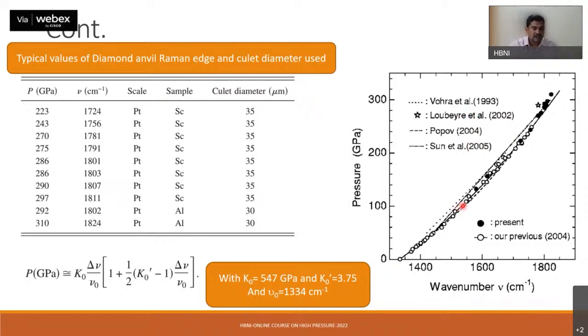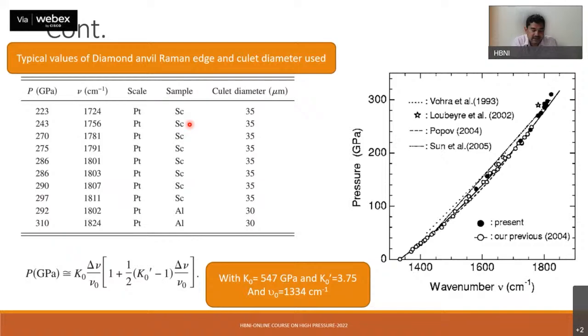So you can see here what kind of QLED they have used. In different experiments, in one experiment, they used scandium as the sample, and in another, aluminium, and the scale they used to calibrate with respect to is platinum. With a 35 micron QLED, they reached 223 GPa, and even with 35 micron, they reached up to 297 GPa to calibrate.